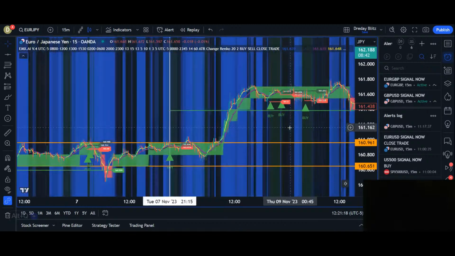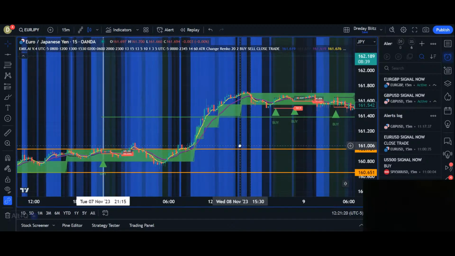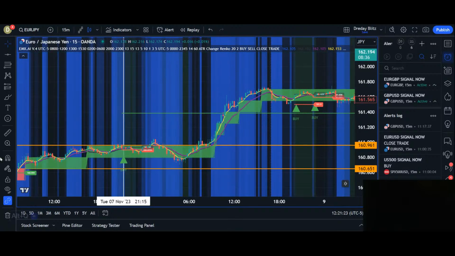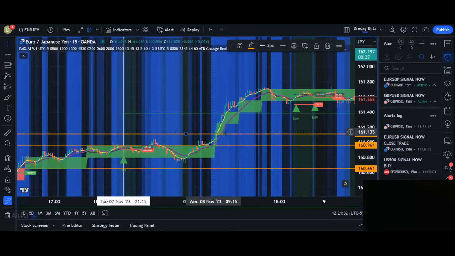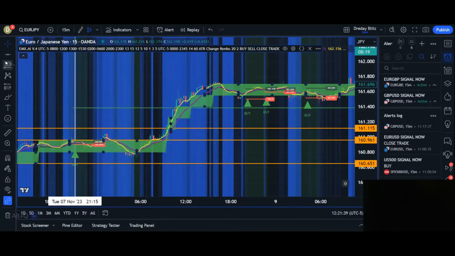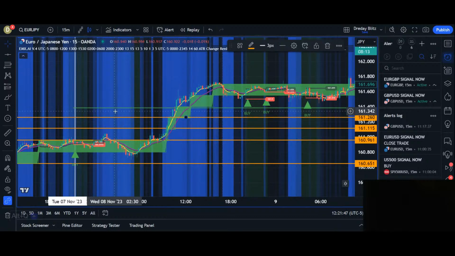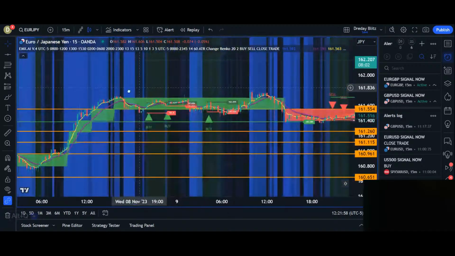So automatically with the next update, it will plot the lines of the next zone for you. But you can still do it manually. So the next zone is right here. Then you put another one, more or less here. Then you put another one, more or less here.